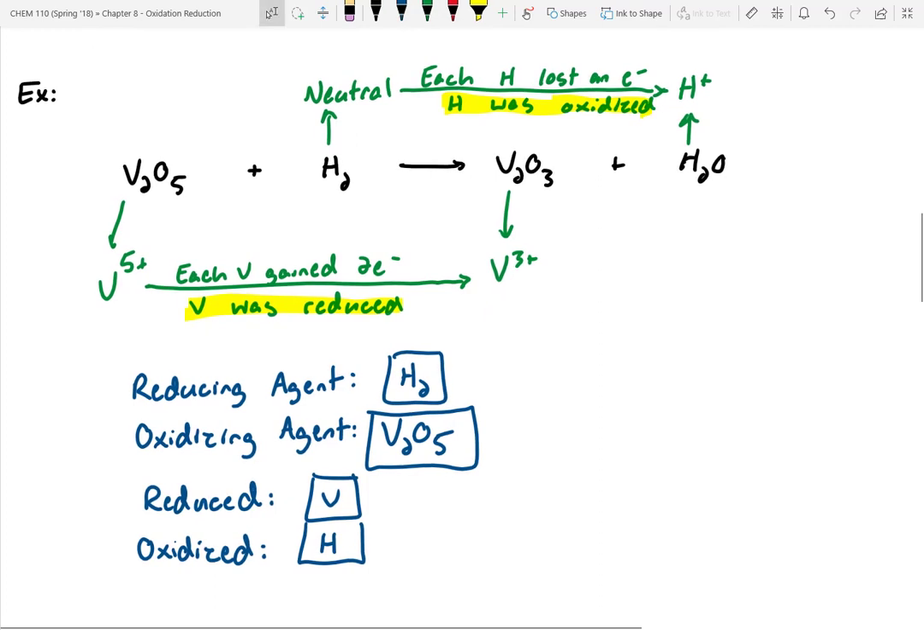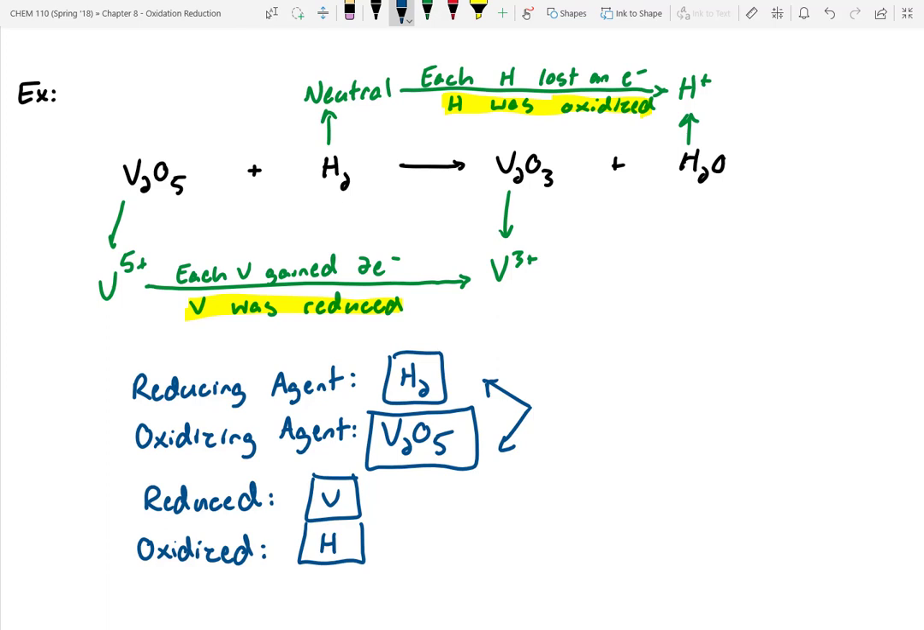Yeah, if we think about the agents, they must be entire compounds, right? So each of these two are entire compounds on the left-hand side of the chemical equation. And then what we could do is look at the hydrogen, right? We said each hydrogen was oxidized. That means H2 as a compound must have been the reducing agent. So it's always going to be the opposite, if that makes sense.